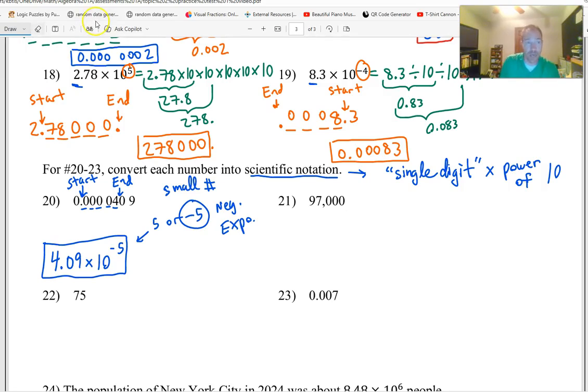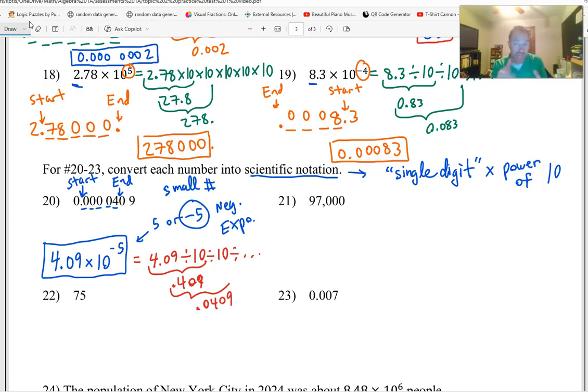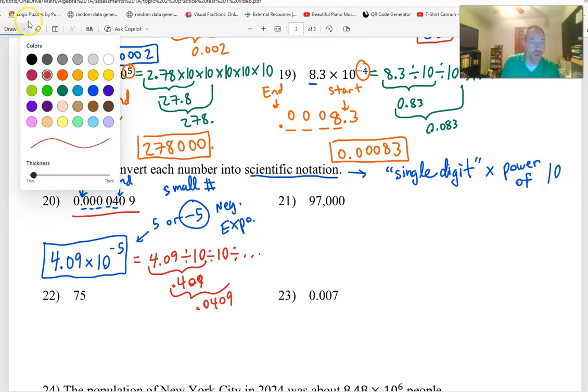And you might think to yourself, well, yeah, this would be a negative exponent. You could say we're going to divide by 10 five times. I'm not going to write it all out here, but that's going to give me a smaller and smaller result. 4.09 divided by 10 is going to be a smaller number. 0.409 divided by 10 again is going to be smaller still. 0.0409. It's going to keep getting smaller and smaller until when I divide by 10 five times, I'm going to end up with what I started with there. So never a bad idea, in my opinion, to check your answer and say, what if I went from scientific notation to standard form? So what about number 21?